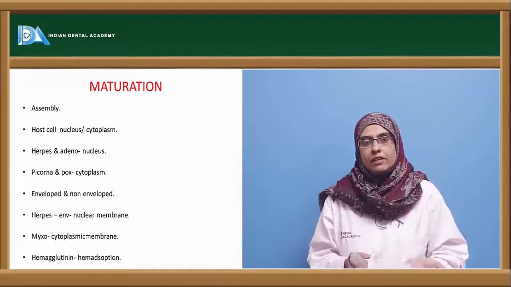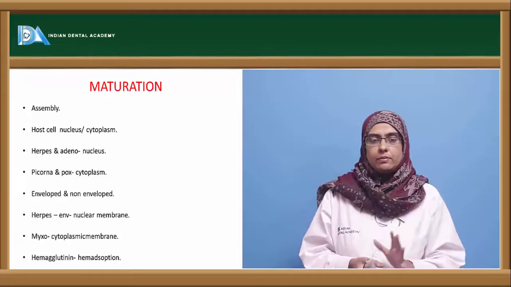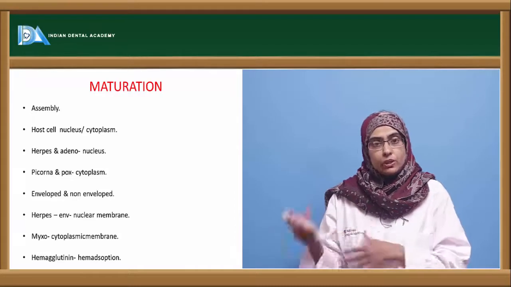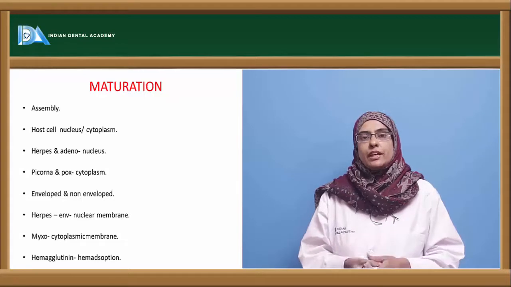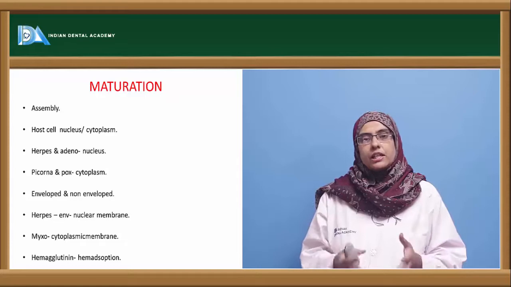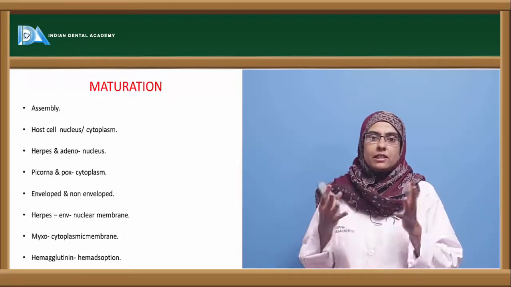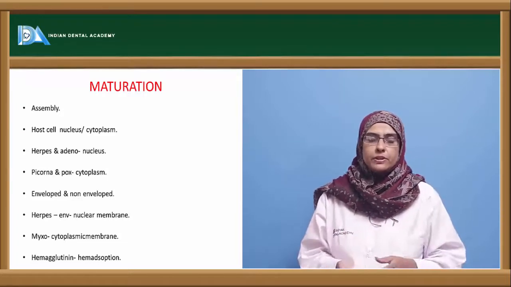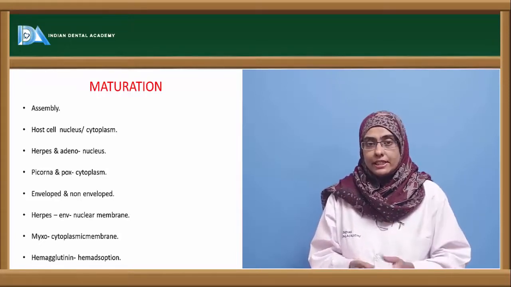In enveloped viruses, the envelope can be from the host nuclear membrane or from the cytoplasmic membrane. In herpesvirus, the envelope is usually derived from the nuclear membrane, whereas in myxovirus, the envelope is derived from the cytoplasmic membrane during the budding process, after which the virus expresses antigens in the form of spikes. An example is hemagglutinin, which causes hemagglutination and helps in detection of the viruses, which are antigenic in nature.